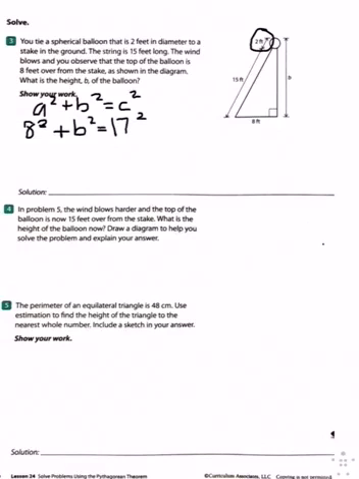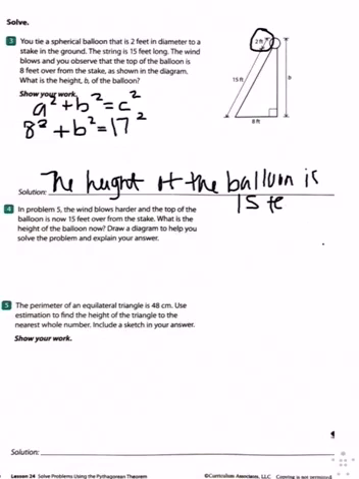17 squared. So 8 squared is 64, 17 squared is 289. You subtract and you get 225. The square root of 225 is 15. So the height of the balloon is 15 feet. Make sure you showed all of your work in that problem.